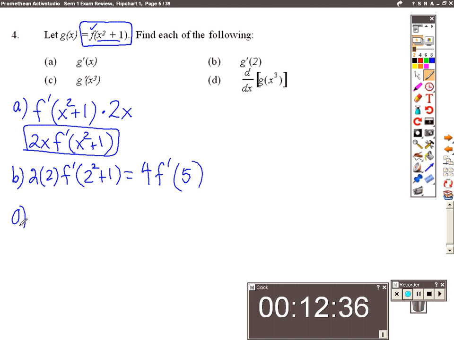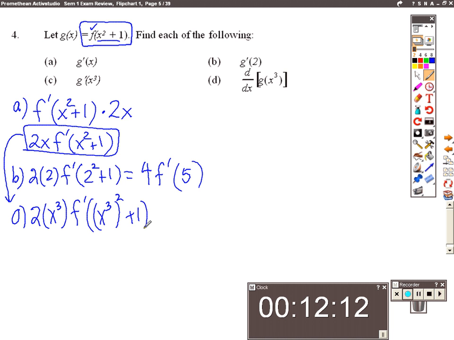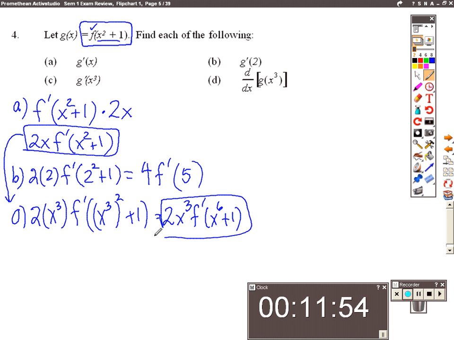Letter C says find the derivative evaluated at x cubed. Well, again, I already found the derivative of g, so I'm going to evaluate it at x cubed. So I have 2 times x cubed. I'm just putting x cubed in place of the x, in place of the x squared plus 1, which is equal to 2x cubed times the derivative of f at x to the 6. Remember, when you have a power to a power, you multiply those powers. So that would be my answer for letter C.